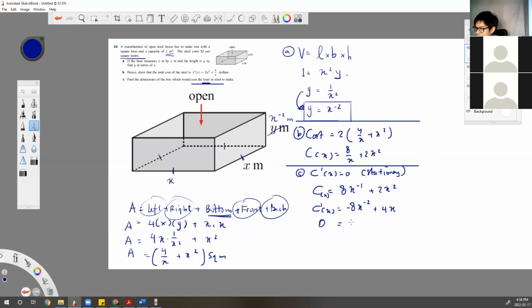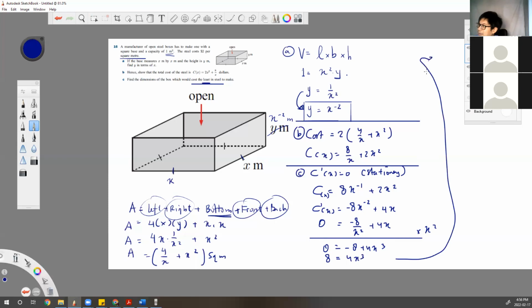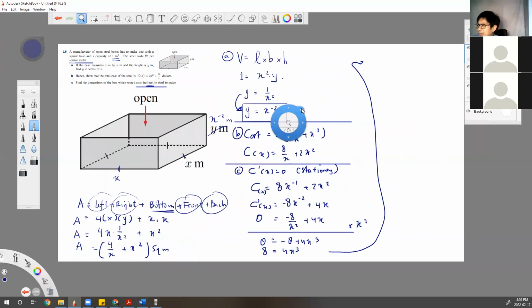Put 0: -8 over x squared plus 4x. I hate the fraction, times x squared. So 0 equals -8 plus 4x cubed. Put 8 to the left side: 8 equals 4x cubed. So x cubed will equal 2. So x will equal the cube root of 2. Done. No, not done yet.